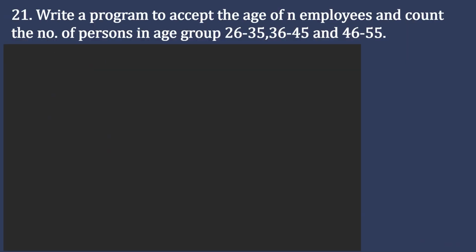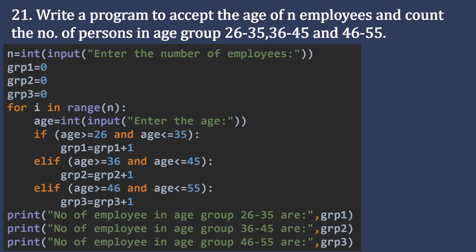Now write a program to accept the age of n employees and count the number of persons in age group 26 to 35, then 36 to 45 and 46 to 55. So first of all, we have to take the age of n employees within a loop. And within that loop, we have to use if statement to count how many persons are in which age group.